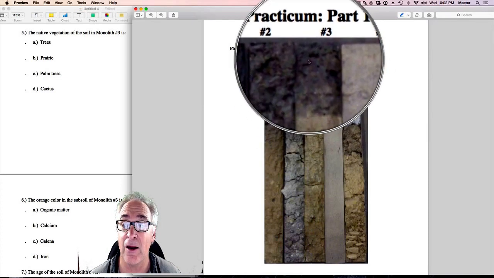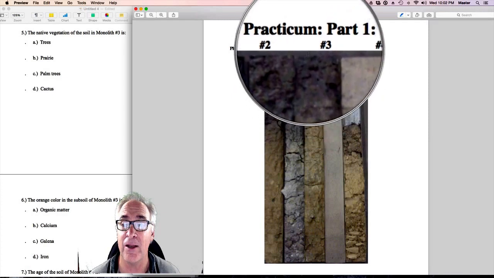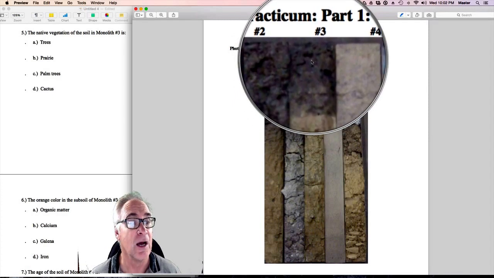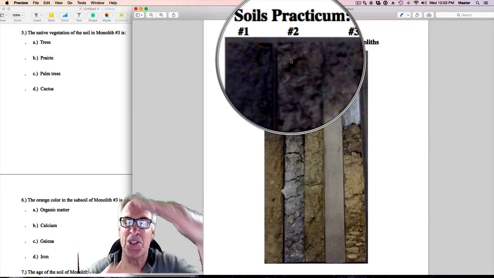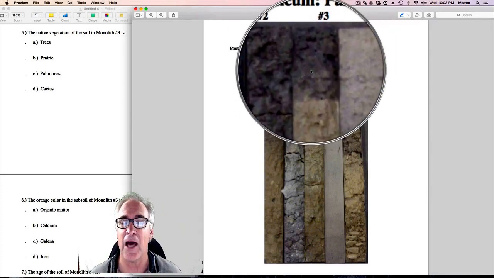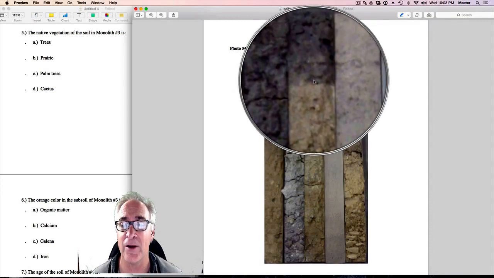Really shallow A layer. Again, probably some kind of iron in this. Notice it's relatively a lot looser. This is much more compact, much more dense. So this one's not as compact, so it's a looser soil. Doesn't have a lot of obstruction.